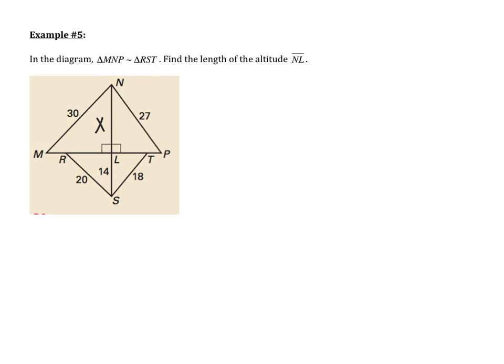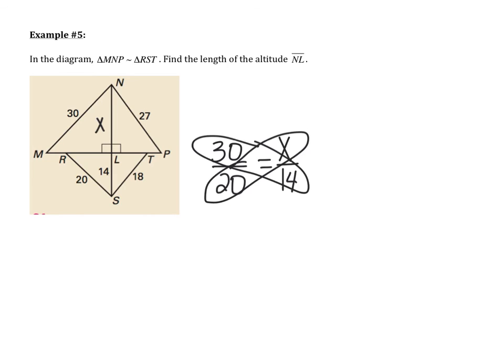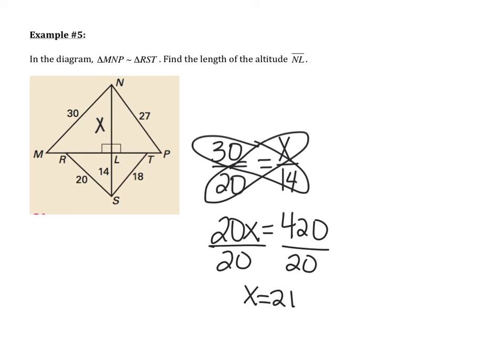Let's pick any of the two corresponding sides. So if we see here, MN corresponds to RS. So MN equals 30, and RS is 20. So what we want to do is set that equal to X, since it comes from the bigger triangle, over 14. So we just have to set up a proportion and solve it. So we'll cross multiply. So we'll get 20x equals 30 times 14 is 420. When we divide both sides by 20, we end up with x equals 21. So the altitude of the bigger triangle would be 21.